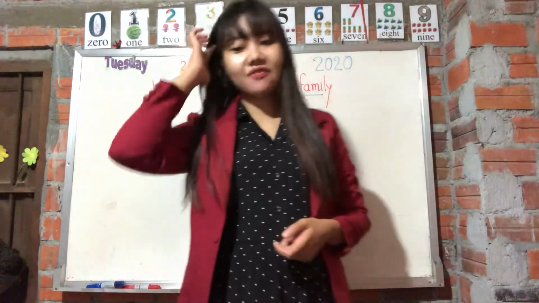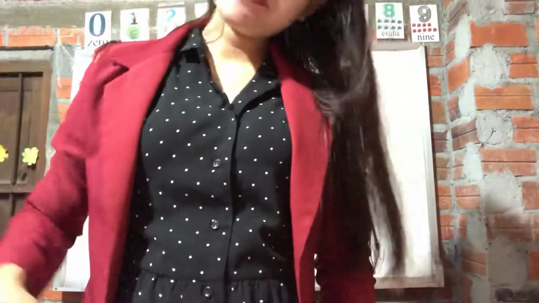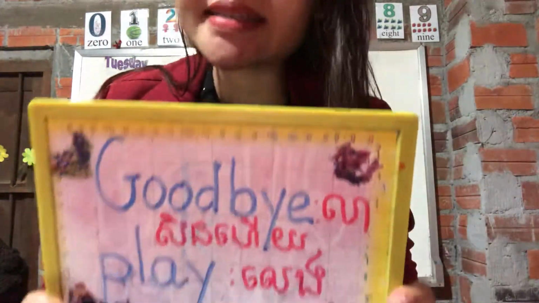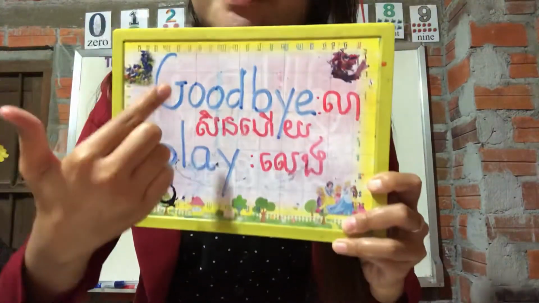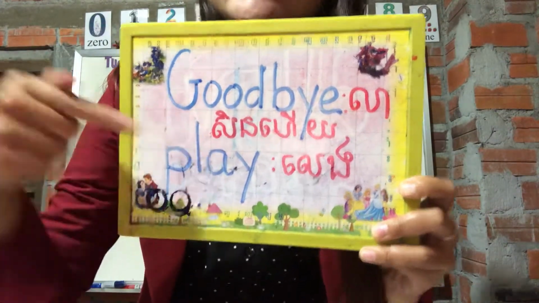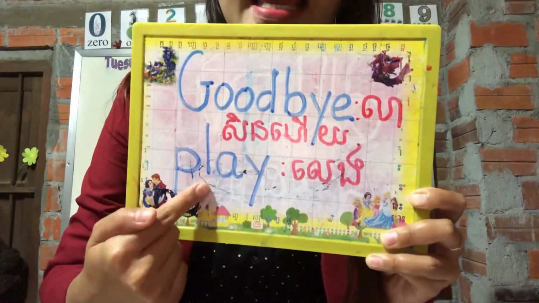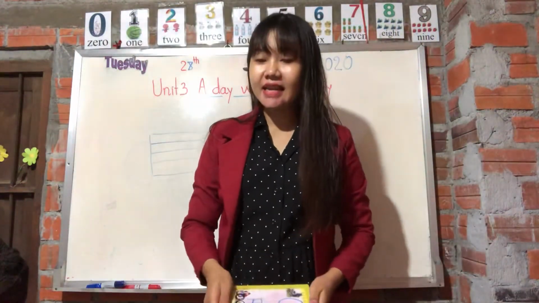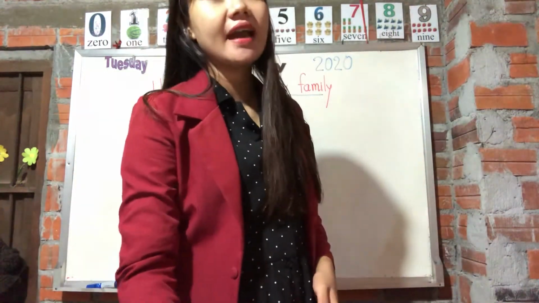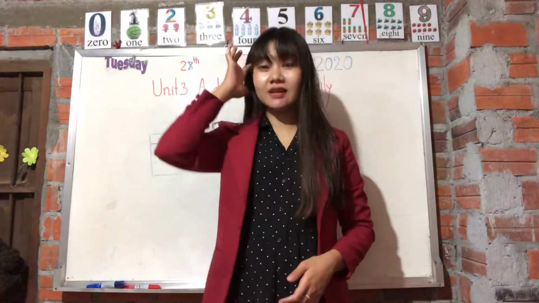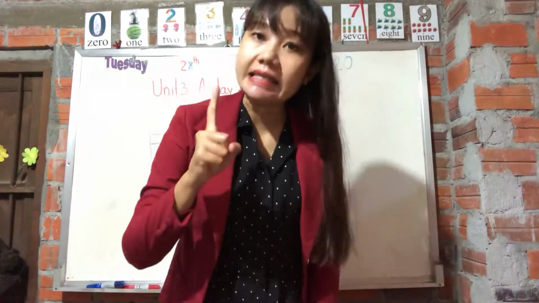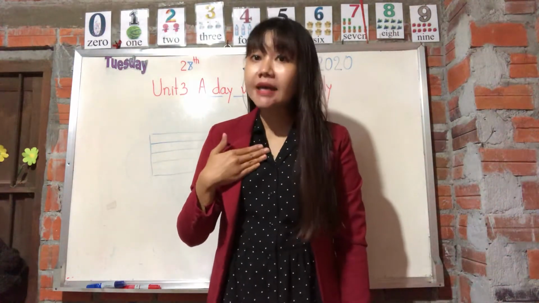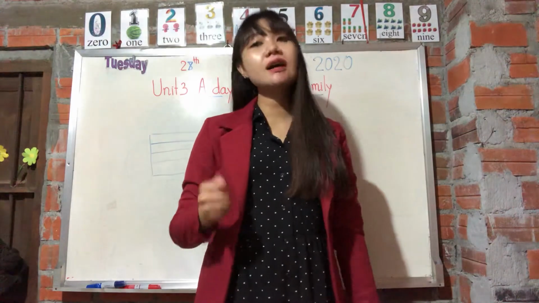Okay, very good. So now I will show you, class. Yeah, okay. So the first word is goodbye. And one more word is play. Okay, good. Everyone, now when I say the word goodbye, listen carefully, okay? I read for you three times and then it is your turn, okay? So now listen. Goodbye. Your turn.